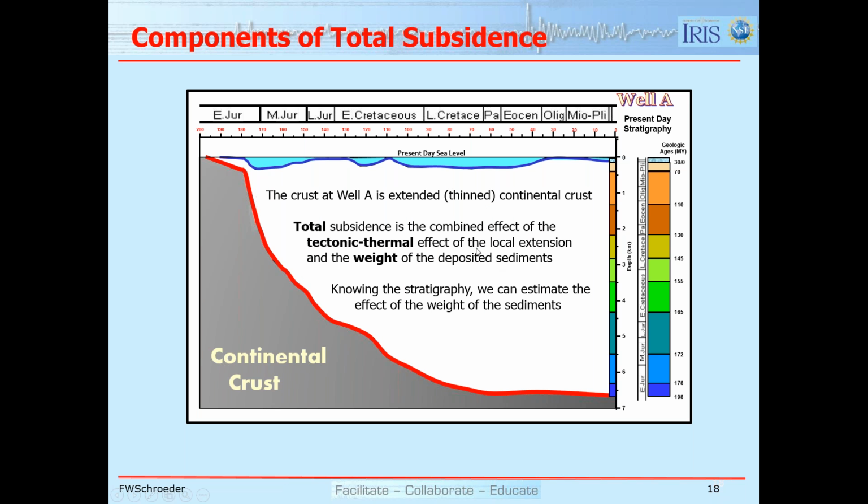That total subsidence is a combined effect. It's the tectonic thermal effect of how the basin formed, plus the weight of the sediments that are sitting on top of basement. If we know the stratigraphy, then we can estimate what that weight of sediment effect is, and we can subtract it out.